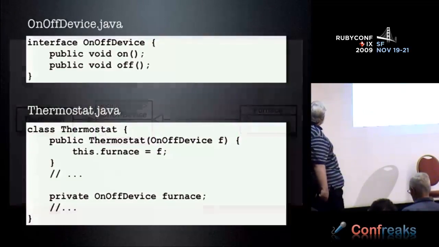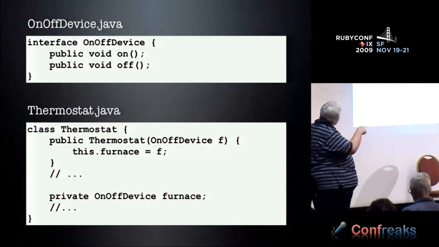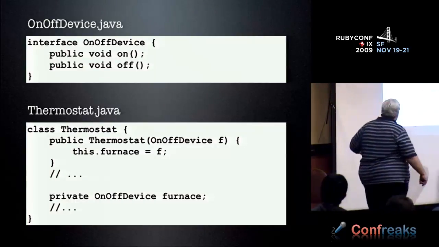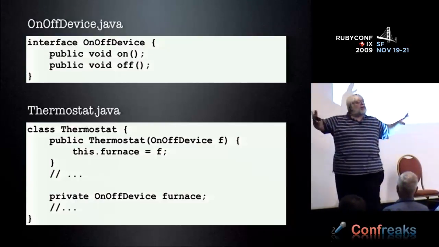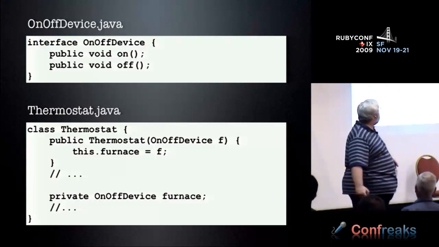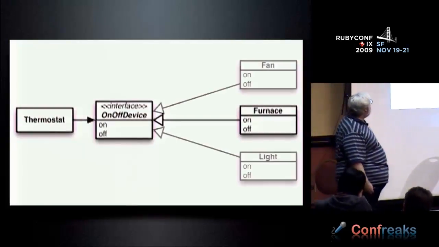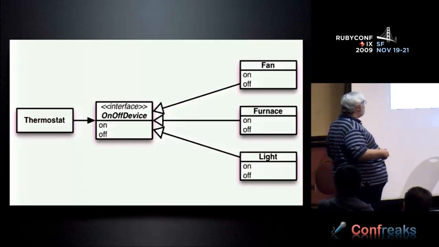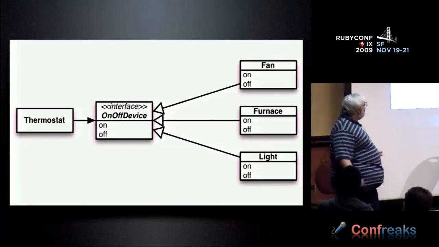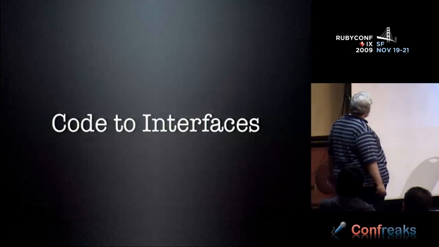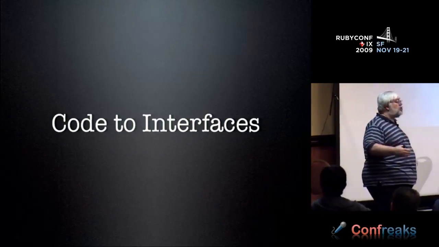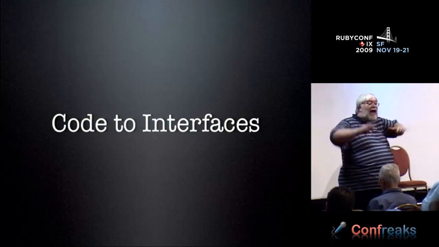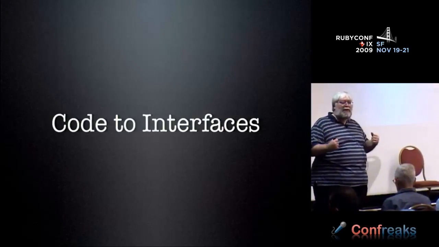Now, the nice thing about this is now we have this interface. This is what an interface looks like in Java. And our thermostat code has removed all references to the furnace object. We now reference this on-off device, which is an abstract interface. It's not a particular device. And the advantage of that is now we can implement all kinds of objects that conform to the on-off device interface, and our thermostat can control them as well. Well, that's really nice. I like that. So, Java people have it ingrained in their heads to code to interfaces. And I'm sure that the Java people who saw that original code said, no interface, right? Okay, so this is ingrained in their minds.